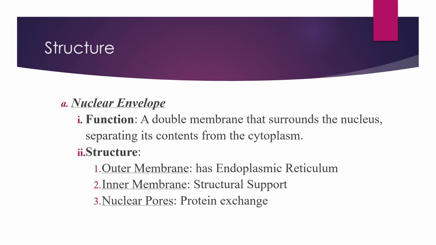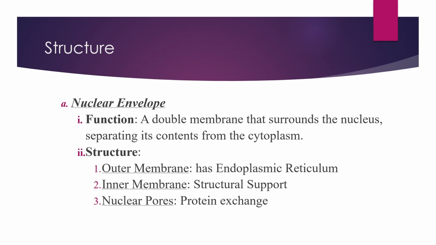We're starting with the nuclear envelope. It's a double membrane that surrounds the nucleus. It separates its contents from the cytoplasm, so it prevents all this DNA, all these proteins, RNAs, all that stuff from leaking out into the cytoplasm where it can mingle with all the other things. So the nuclear envelope has three parts.